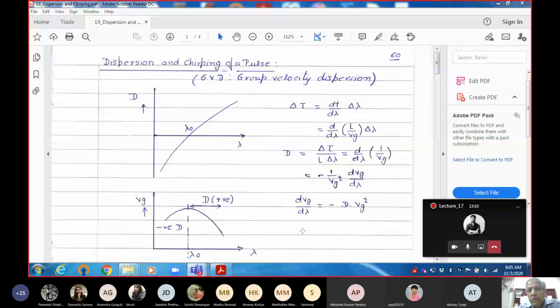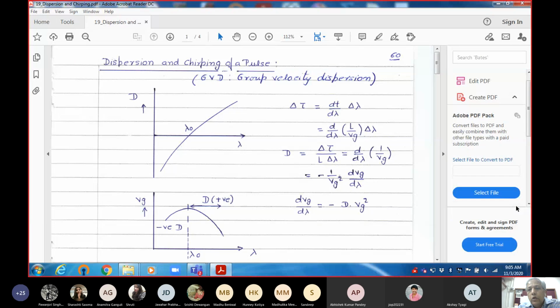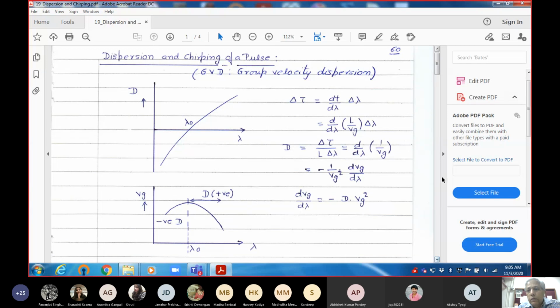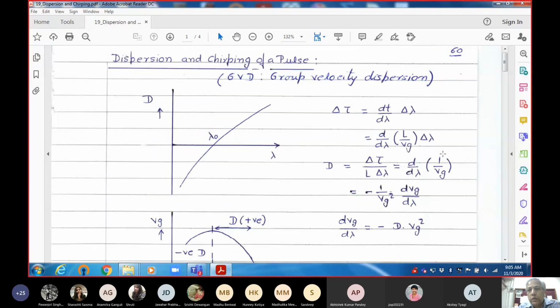Fine. So shall we start now? Yes, sir. So last time we were discussing dispersion and chirping, and let me revise a bit. If you plot the dispersion coefficient as a function of wavelength, this is how the curve looks like.